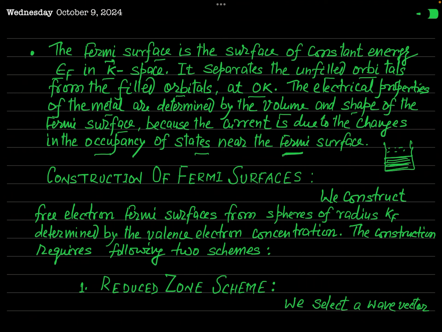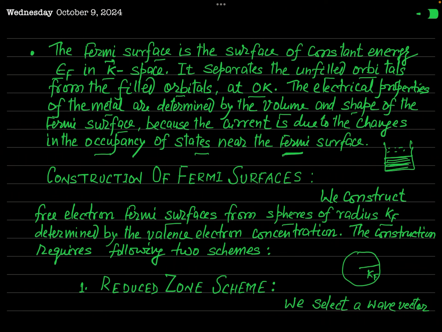Now let us see how these Fermi surfaces are constructed. We construct the free electron Fermi surfaces from spheres of radius kf. When you say that kf is the radius of the sphere, you are talking about a sphere in k space, where kf, which is the wave vector, is taken as the radius of the sphere. From this sphere in momentum space, we construct the Fermi surface.